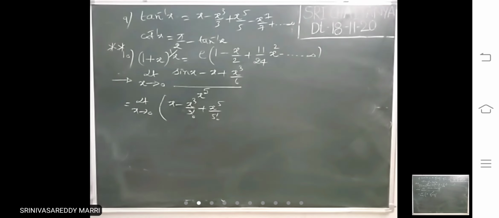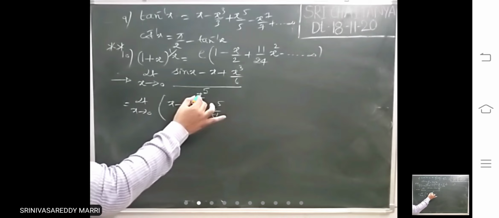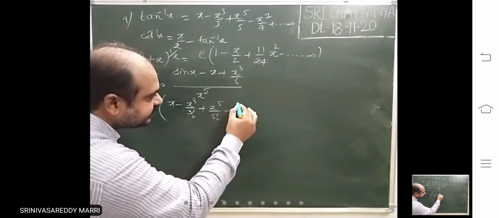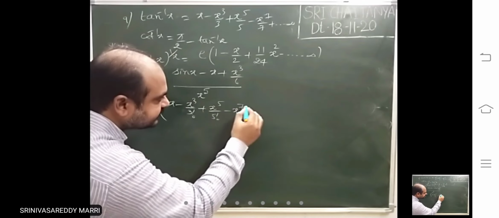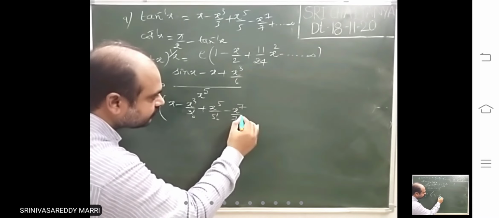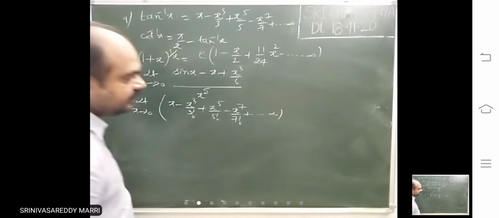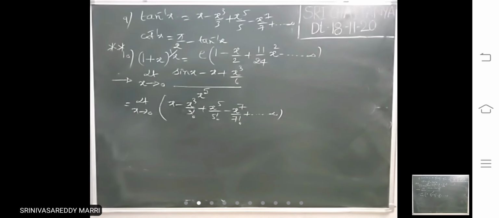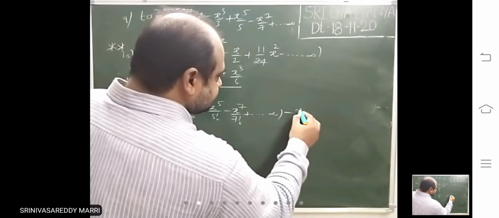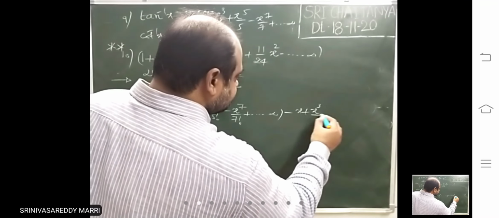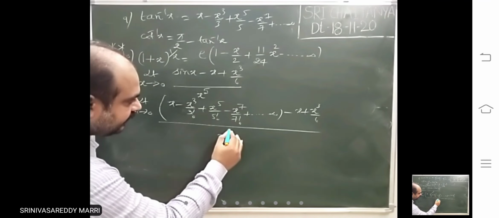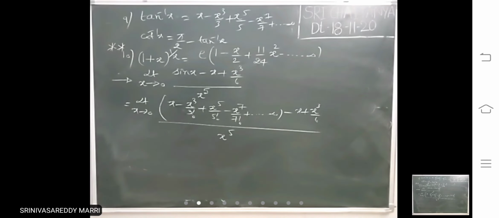Till which step do you have to write? Here denominator x power 5 is there. Write till that and one more step, just bigger than that. Here x power 5 is there, na? Till here and then one more step. So minus x plus x cube by 6, divided by x power 5.